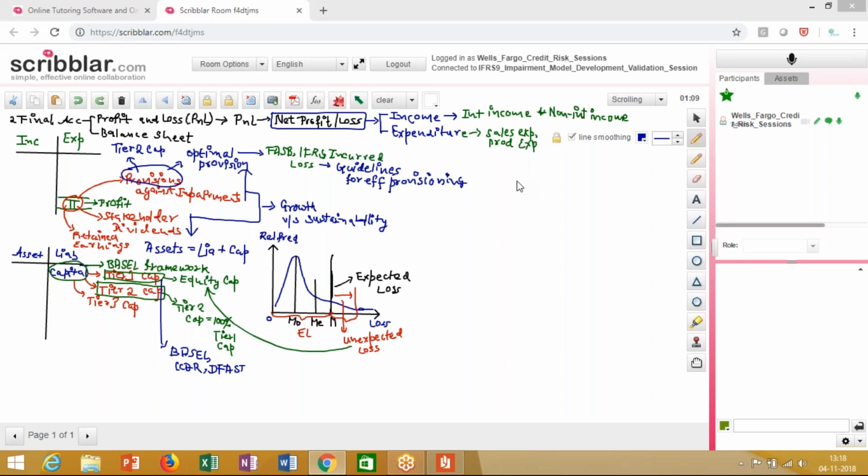So does it mean economic capital does not come under credit risk? No. Economic capital falls more under market risk than under credit risk. Okay. ECAP models are treated more under capital market risk.